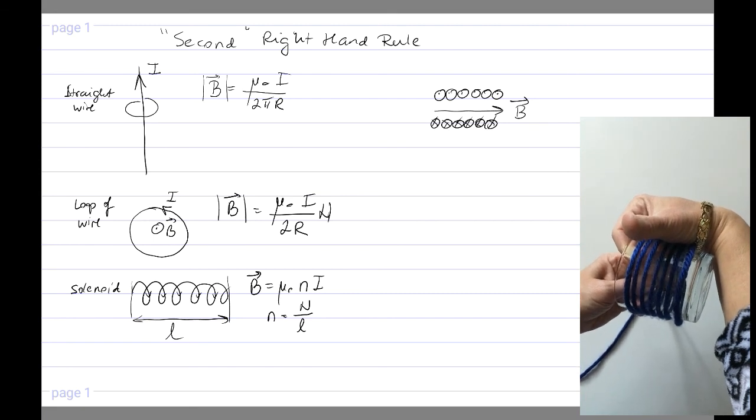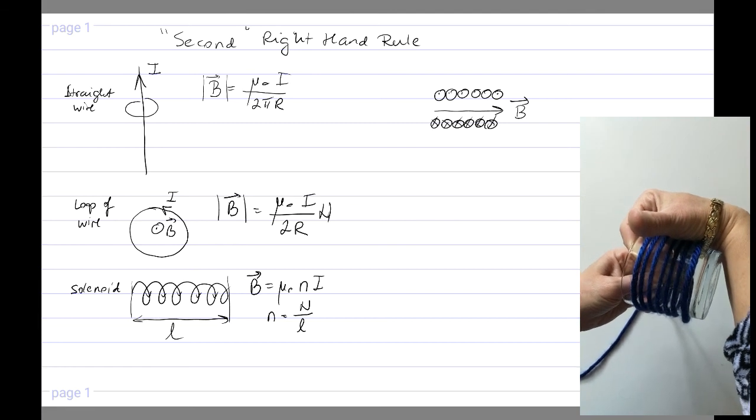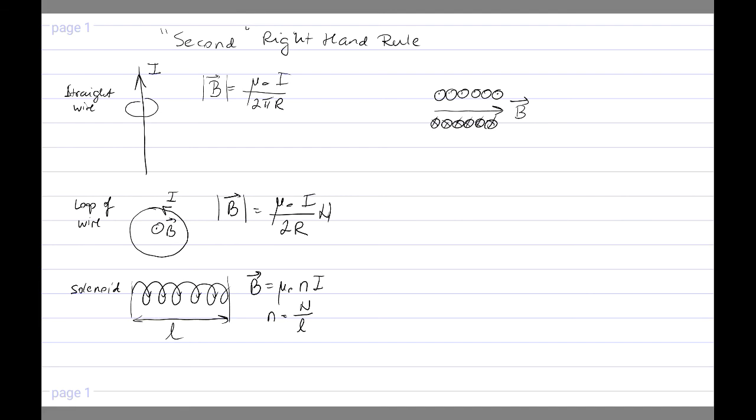Okay? So things to remember are that the current is your thumb, and the magnetic field is your bent fingers in all of these cases. And also that for a loop of wire and for a solenoid, the magnetic field is only inside the loop or solenoid. All right, that's it.